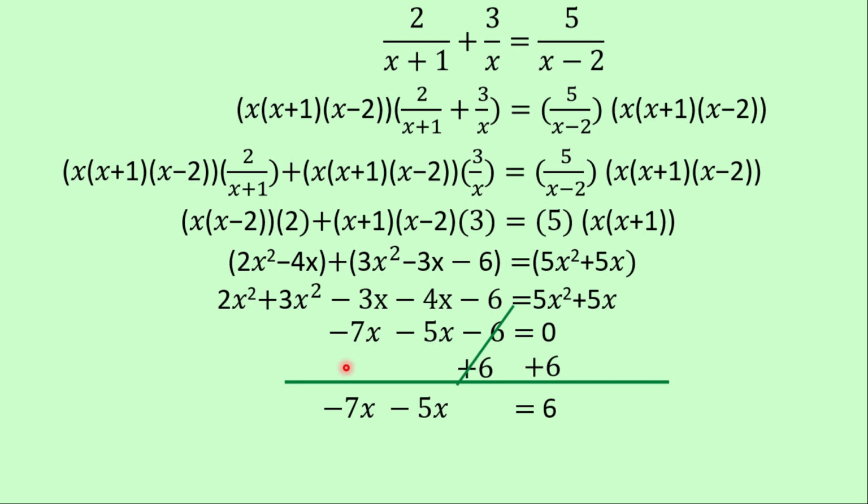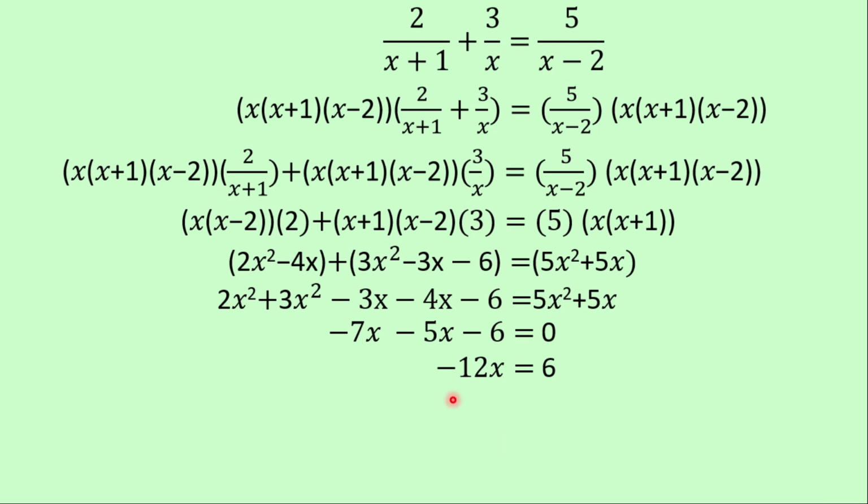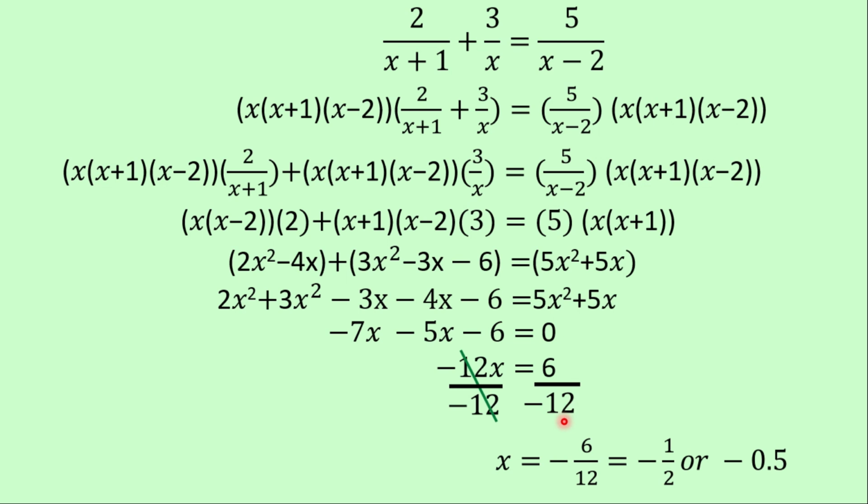So let's combine this one. We'll have negative 12x is equal to 6. Using that, we have this. And this time, we're going to eliminate the numerical coefficient of our unknown, which is the variable x. So let's divide both sides by negative 12. Cancel negative 12. We are left with x is equal to 6 over negative 12 is negative 6 over 12. Reducing that one, we'll have negative 1/2 or negative 0.5.